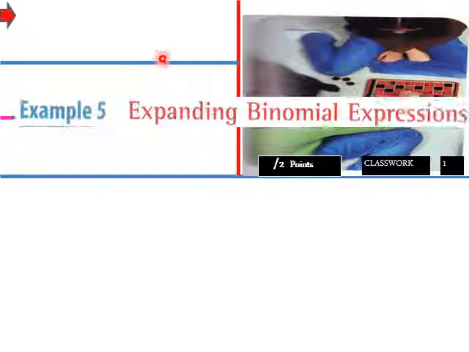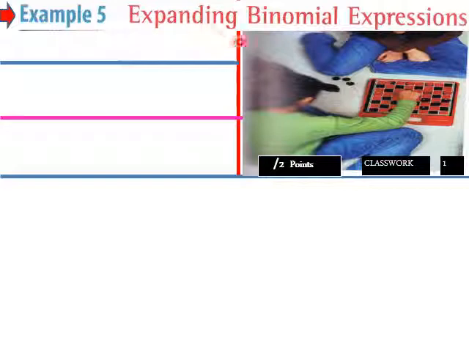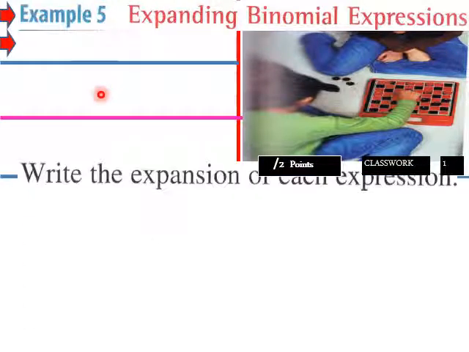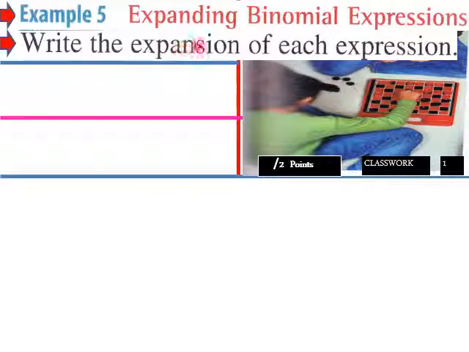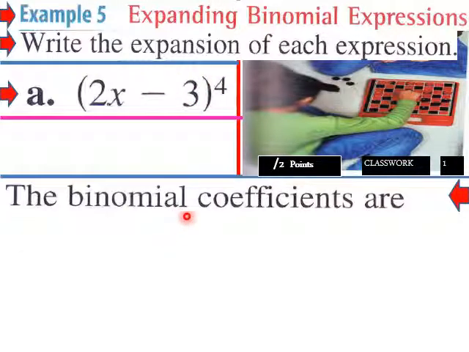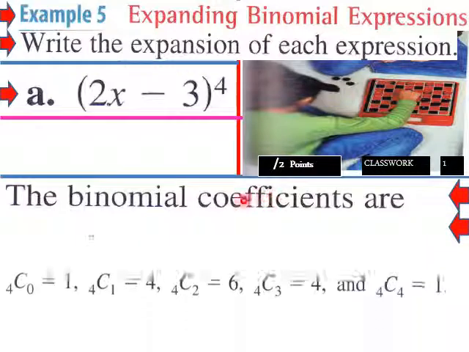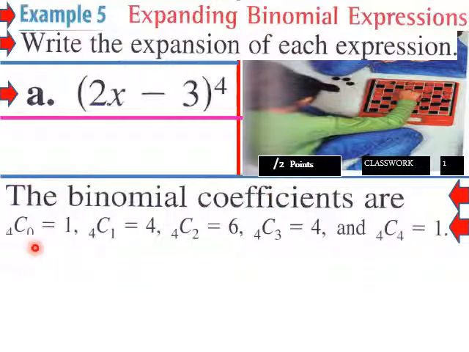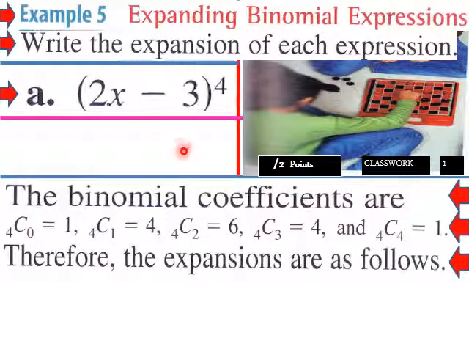We go right into the classwork here, part 2 of 8.4, expanding binomial expressions, example 5. Write the expansion of each expression. So here is our expression, 2x minus 3 to the 4th power. The binomial coefficients are 0, 1, 2, 3, and 4, and they're 1, 4, 6, 4, and 1. Those are your coefficients for this expansion.